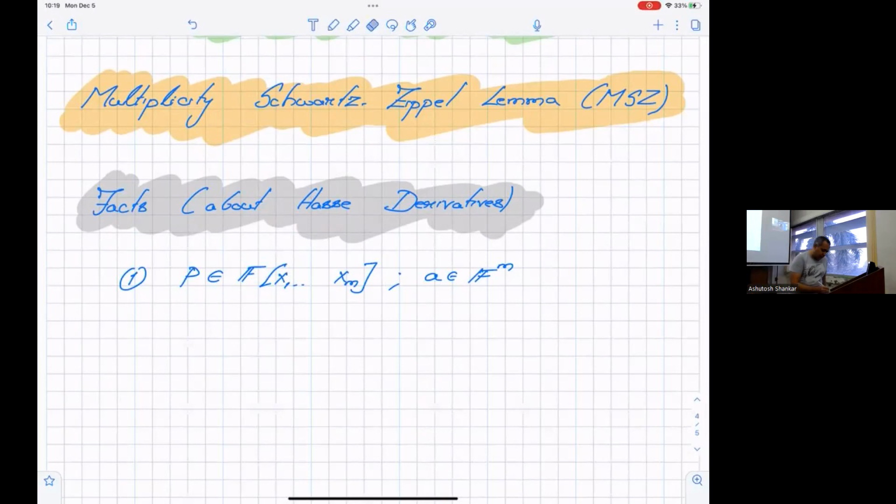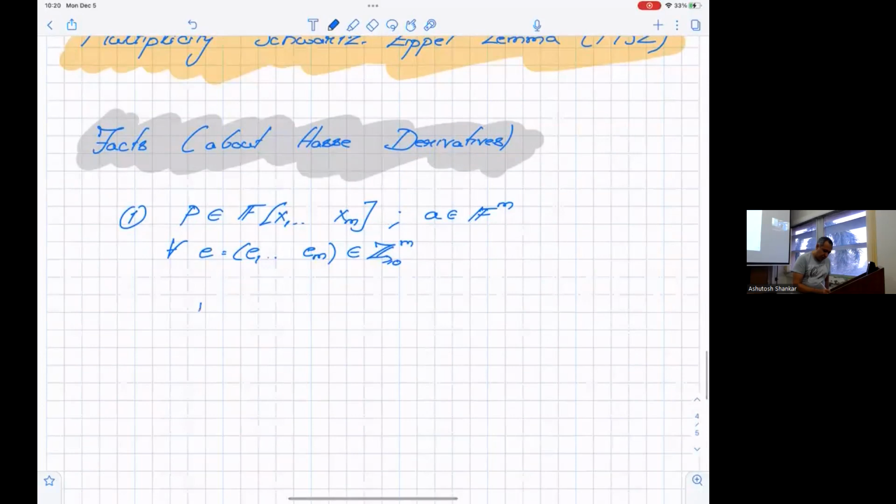For the multivariate setting, it will be m minus the weight of it. So basically, all I want to say is, for all e, where e ranges over all possible derivatives, the multiplicity of the e-th order derivative of P at the point A is at least the multiplicity of P at the point A minus the weight of e. That should be clear. You want a proof of this?